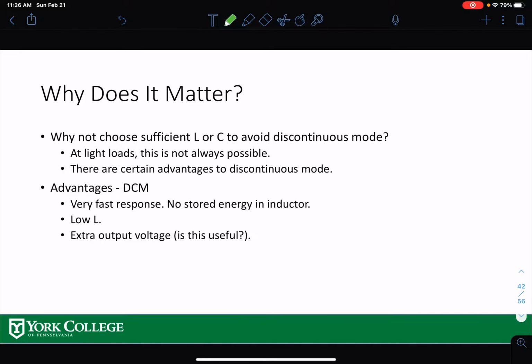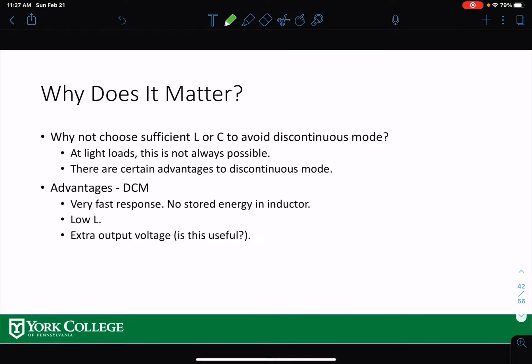So does it matter? The problem is that at light load, if you design the converter to supply, let's say, 100 watts, at some point if your converter is supplying only 5 watts, it's very likely that you're going to go into the discontinuous conduction mode. At light load, your inductor current will be small enough to have a zero current at some point. So at light load, you might get into the discontinuous conduction mode.